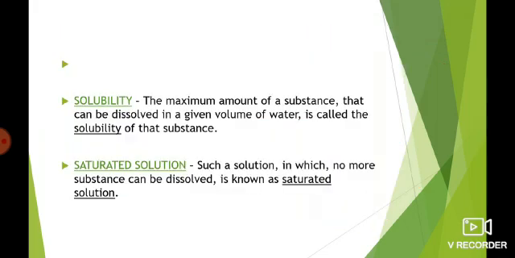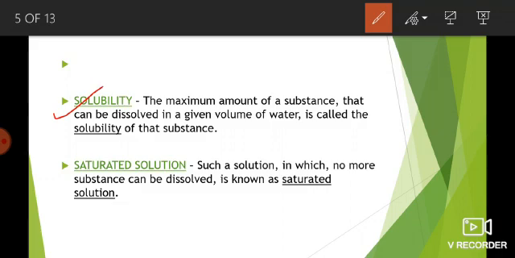So how can we define? What is solubility? The maximum amount of substance that can be dissolved in a given volume of water is called solubility of that substance. And what is saturated solution? Such a solution in which no more substance can be dissolved, as we observed in our previous activity, that after adding 10 teaspoons of sugar, no more sugar is being dissolved. So this type of solution is known as saturated solution.